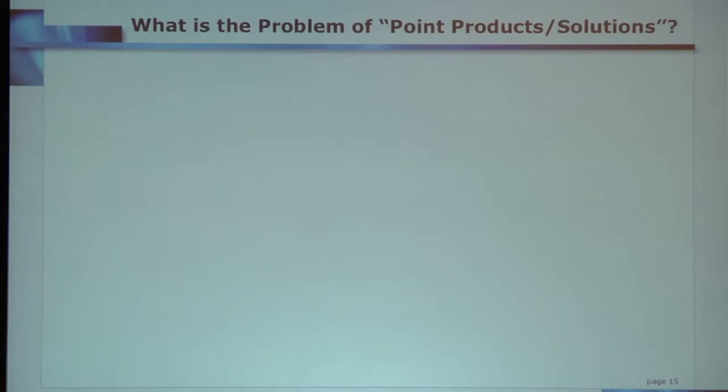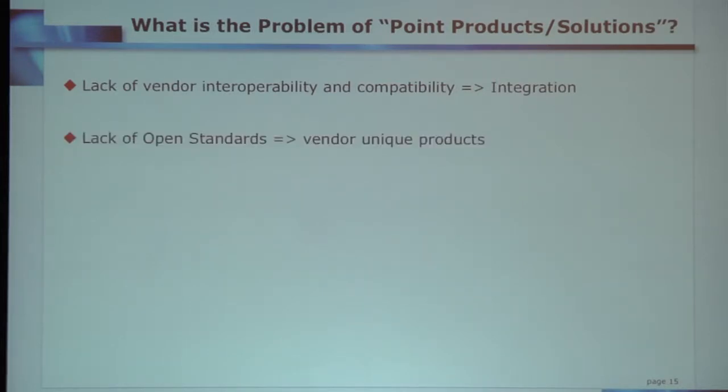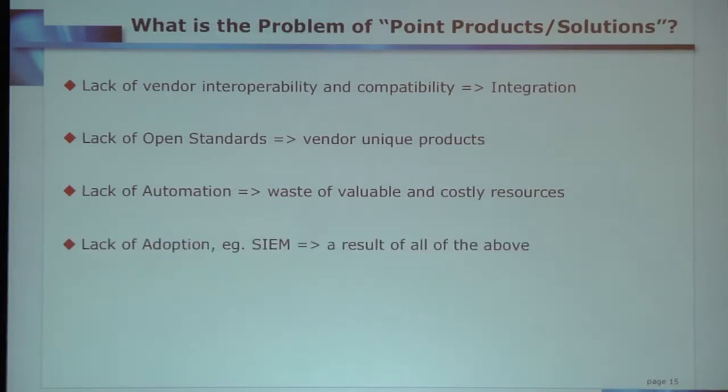So what is the problem with security point products and security point solutions? First and foremost, there's a lack of vendor interoperability and compatibility, which really inhibits integration. Then there's a lack of open standards, which pretty much leaves us with vendor-unique products. Then, of course, there's a lack of automation, which really means we are wasting costly and valuable human resources. And then there's a lack of adoption, which I really think is a result of all of the above.